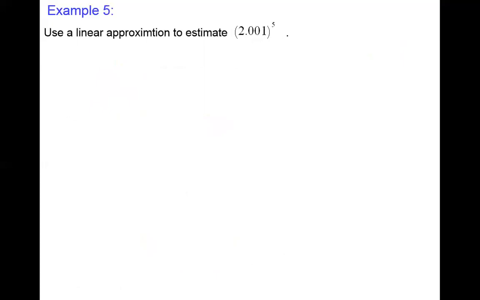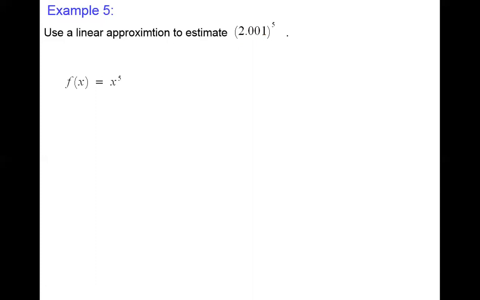Okay, another example. Use a linear approximation to estimate 2.001 to the power of 5. Okay, that means now we can see we do have a value that we have to approximate, but the function at the actual point a is not really provided. Based on the number that we're looking for, we have to identify a function and the value a. That means we see a quantity x to the power of 5, which means the function will be x to the power of 5.